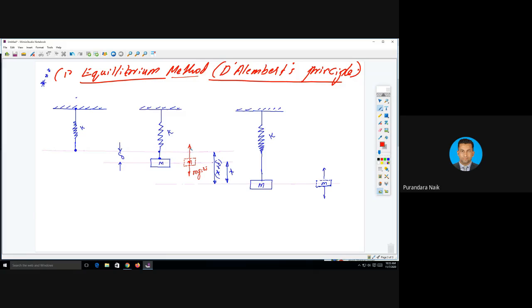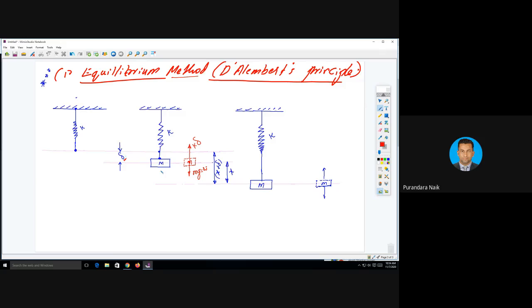Upward direction. So this force is balanced by an upward direction. What is that force? That force is the resistance force offered by the spring to a deflection of delta. That resistance force by the spring is called K into delta. What is K? K is the spring stiffness. Delta is the displacement. So this is the resistance force offered by the spring to displace at a distance of delta. That is in the upward direction.